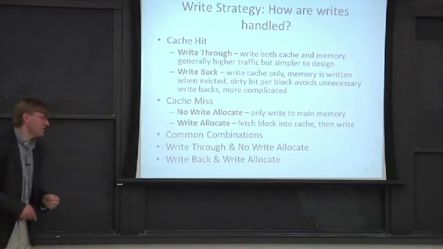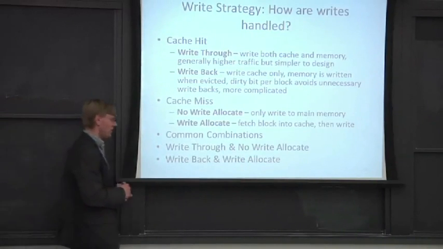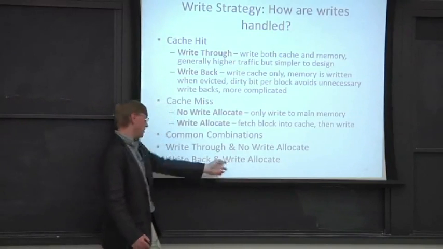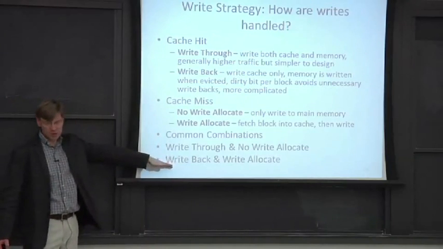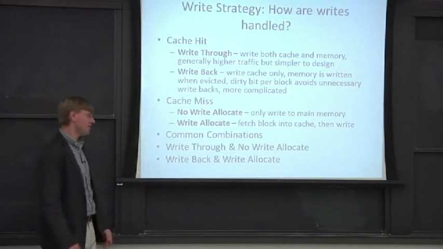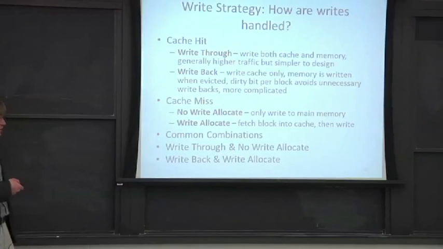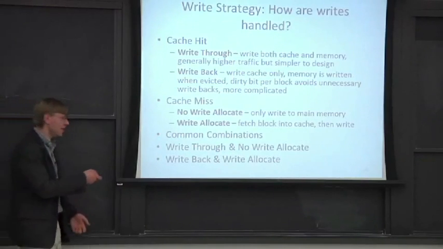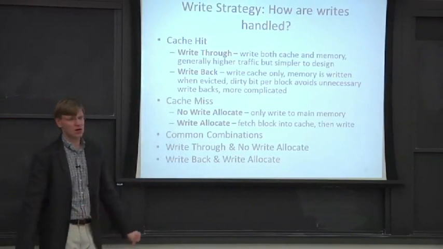OK, so some common combinations here. Write back with write allocate. So this is the full-blown solution that a lot of people do. This is kind of like the base high-performance one. Write through and no write allocate is also possible. This is like the cheap one to build. You don't need any logic here to deal with no write allocate, but all possible mixes are valid.